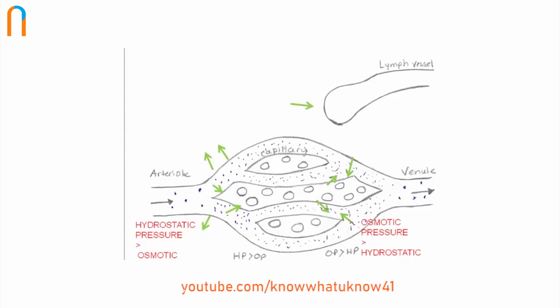Our entire plasma volume would soon be in the interstitium if there were not some counteracting force tending to draw fluid into the capillaries. The balancing force is an osmotic pressure that arises from the fact that plasma has a higher protein concentration than interstitial fluid.